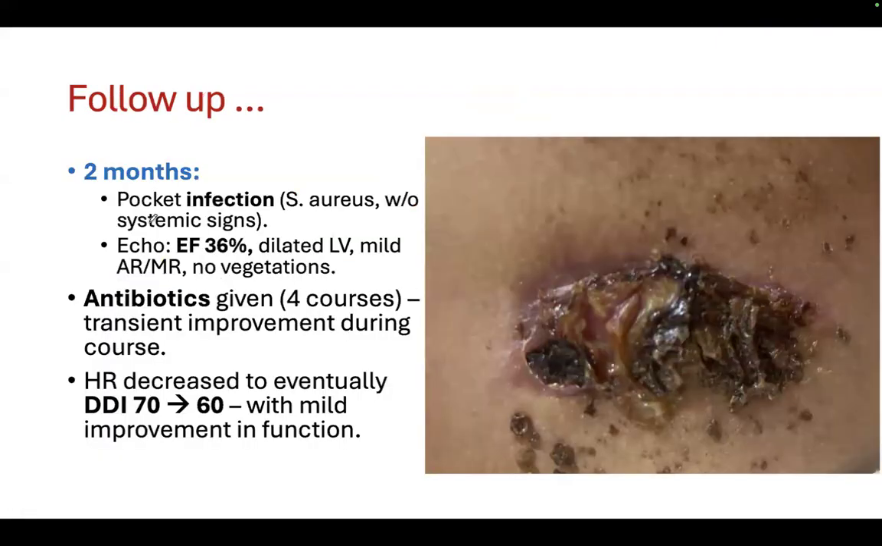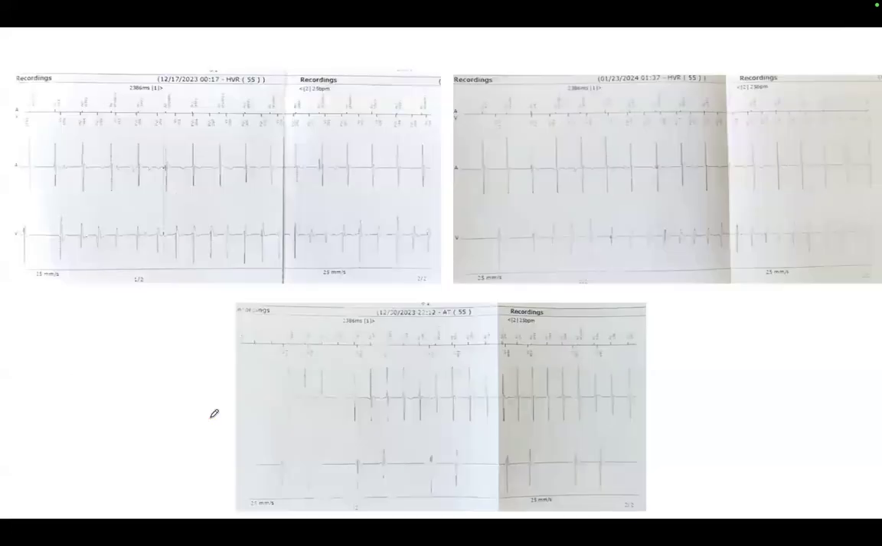But 2 months afterwards, he started to have infection of his pocket. In addition, we noted his function to decrease. Okay, so he actually had his function decline. We tried to salvage the pocket, but usually we are not successful. And then we decreased the heart rate back, eventually to 60 beats per minute. There was some improvement in function, but it remained not great. In addition, he started having ventricular ectopy.